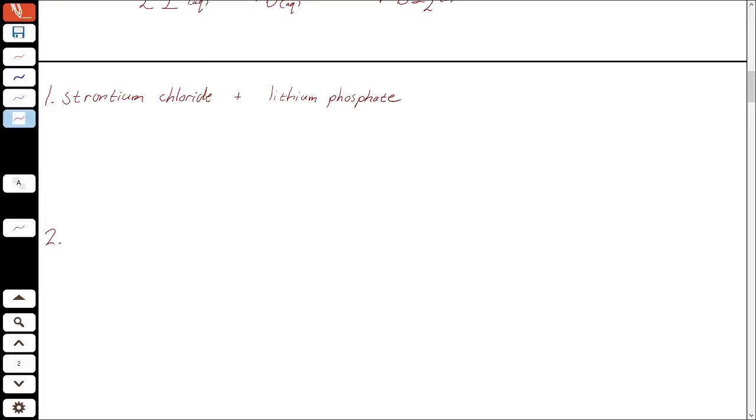So the first one is strontium chloride and lithium phosphate. All right, and the second one is going to be sodium nitrate and lithium sulfate.